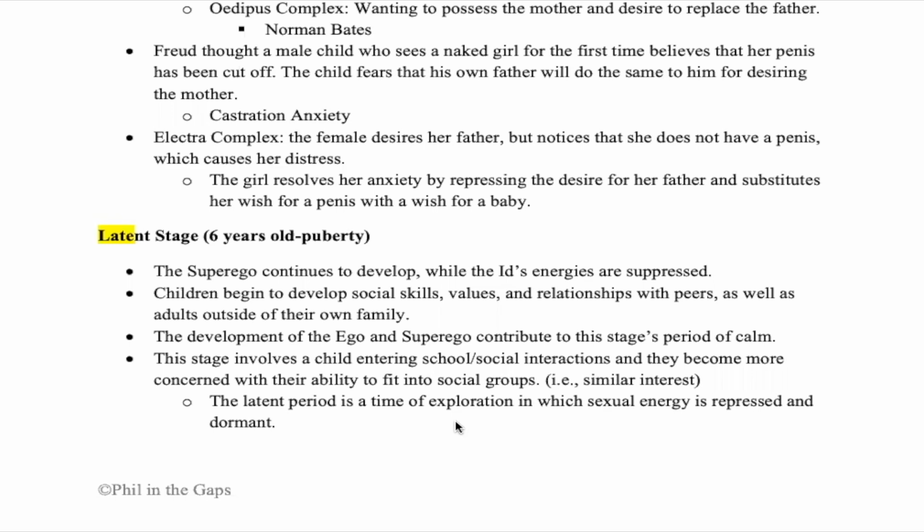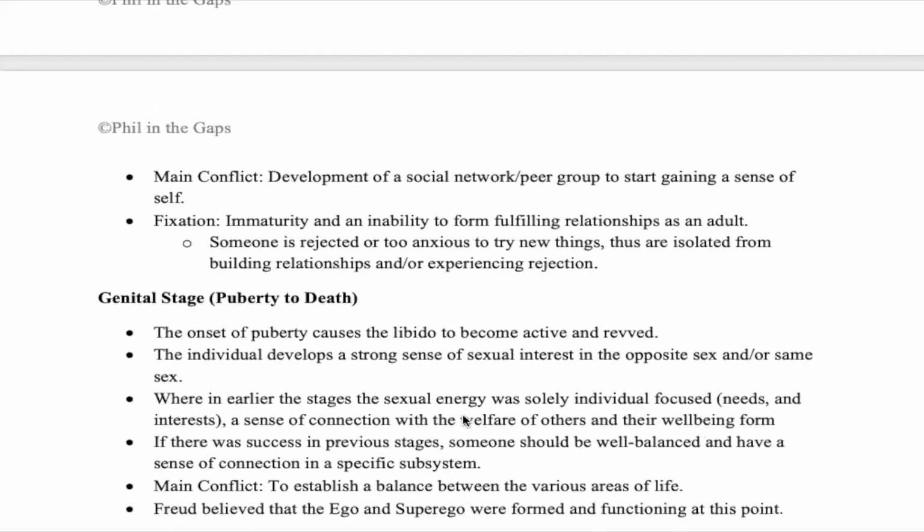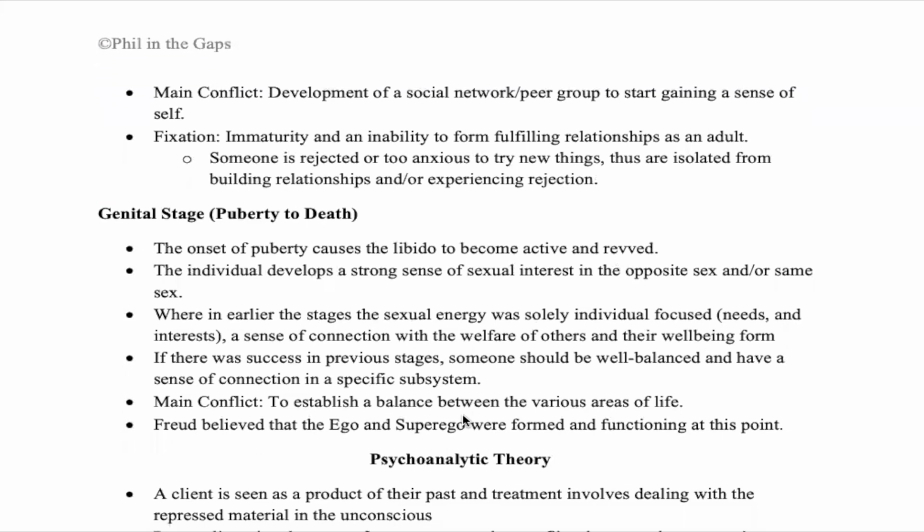So the latent stage, key emphasis on late, because if you feel like you're a late bloomer or you're late to the party, you're going to start communicating more so than you would have prior to the earlier stages. So this is where the main conflict is going to be the development of a social network or peer group to start gaining a sense of self. Because again, each stage has these fixations that must be worked through or key milestones that must be accomplished.